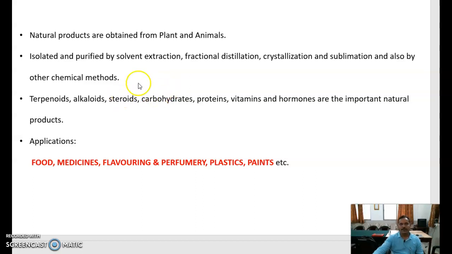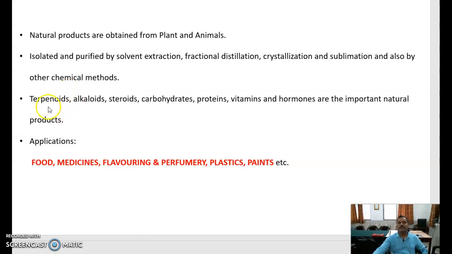We know the main source of natural products is plants and animals. We obtain the natural products from the plants and animals, but the natural products which are found in nature are very crude, so we need to isolate them and we also need to purify them. There are different methods by which we can isolate and purify the natural products. So what are those methods? Solvent extraction, fractional distillation, crystallization, sublimation, and there are some chemical methods by which we can purify or isolate the natural products which are found in the plants and animals.